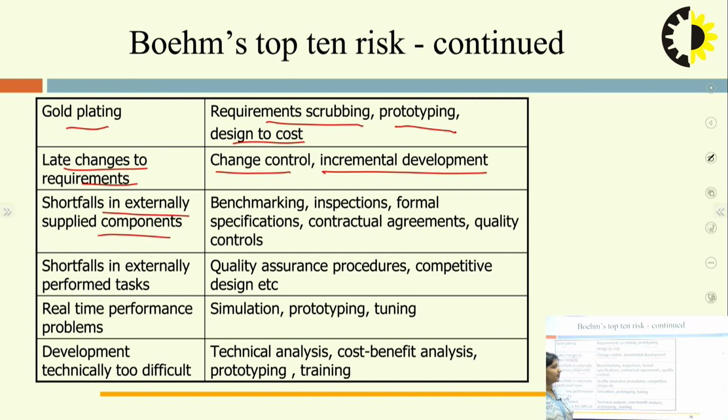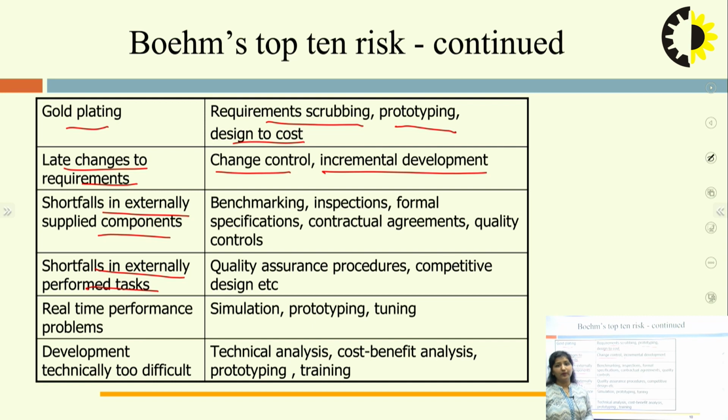To overcome this, we can have benchmarking, formal inspections, contractual agreements, quality controls, and all these methods. Next one, shortfall in externally performed tasks. For that we can have assurance procedures, competitive designs, better user interface. Next one, real-time performance problem.